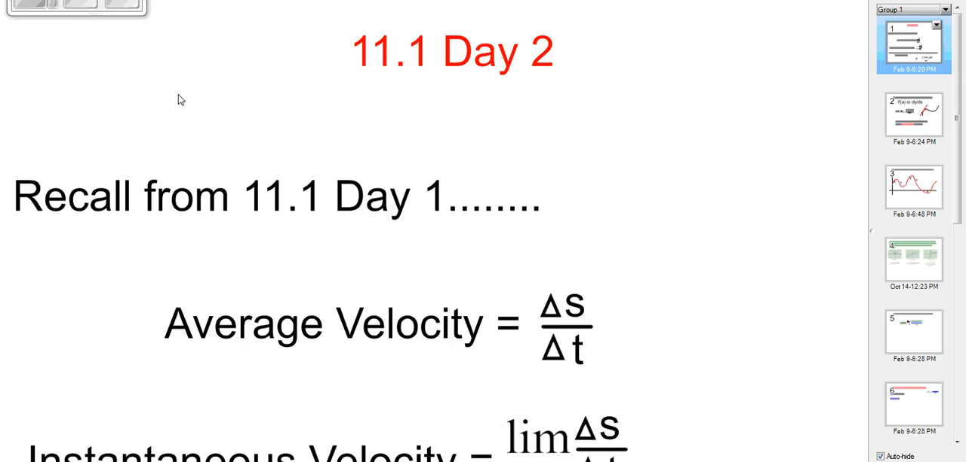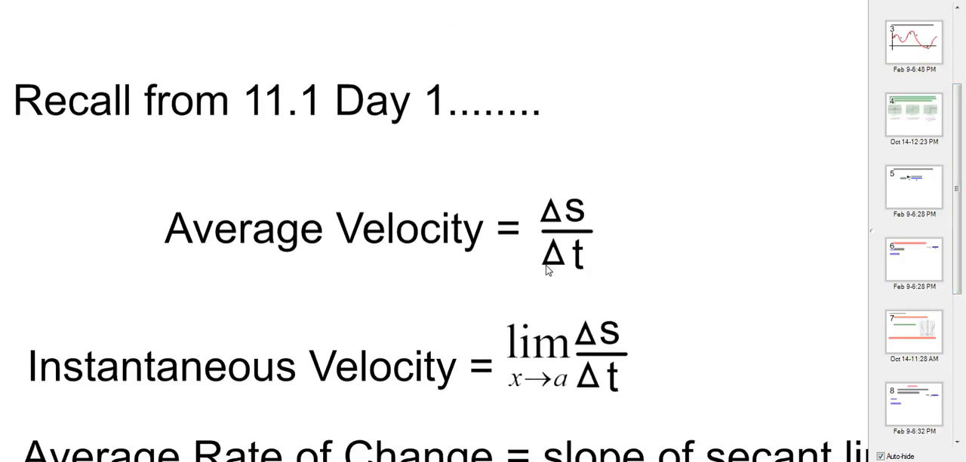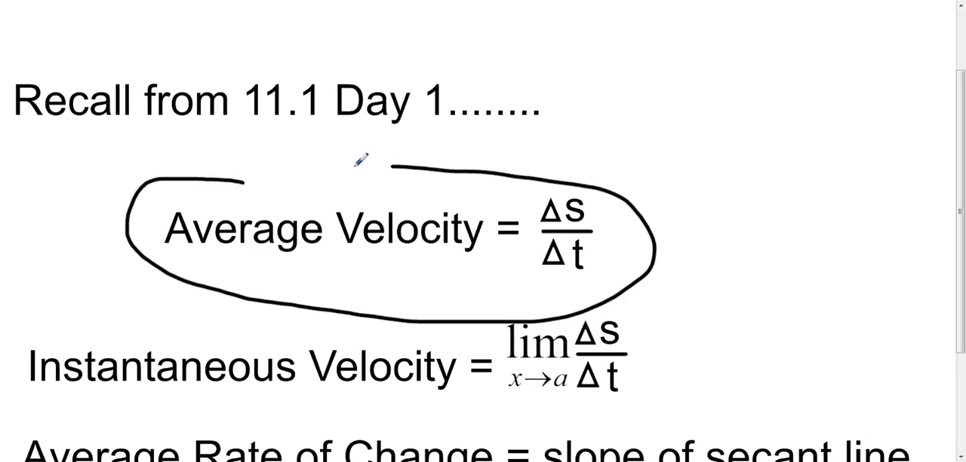Okay, in this lesson, we are going to continue our discussion on average velocity and instantaneous velocity so that we can look at how derivatives are derived. Just a reminder that your average velocity was your change in position over change in time. So that was this right here. That's how we got that.